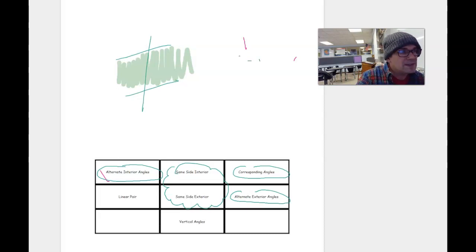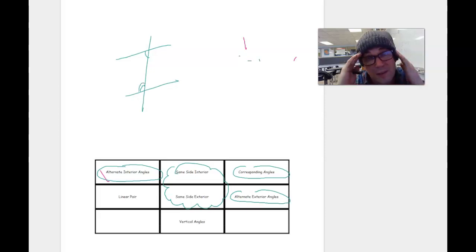So we still want to be on the inside, but instead of thinking about alternate sides, I want another angle that's inside, but not on the other side of the transversal. So interior, same side would mean this guy and this guy. These guys are considered interior because they're between the lines and they're on the same side of the transversal. What's the relationship there? What do you think is true about these angles that are interior, same side?